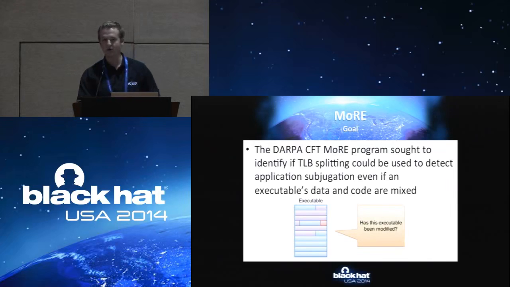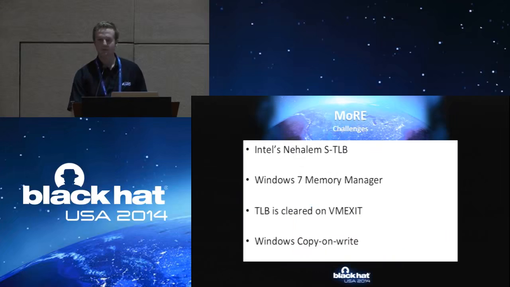Starting from Shadow Walker, we ran into a couple of challenges, which I'll go through really briefly, and how we overcame them. This is more about MoRE and less about how this impacts x86. The first one was the STLB. We started off implementing a page fault handler hook, very similar to Shadow Walker. Then we ran into some issues with the Windows 7 memory management, the TLB being cleared on every VM exit or VM resume, and then Windows copy-on-write, which is kind of a funny one as well.